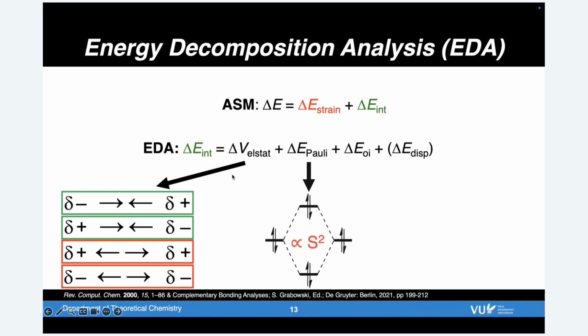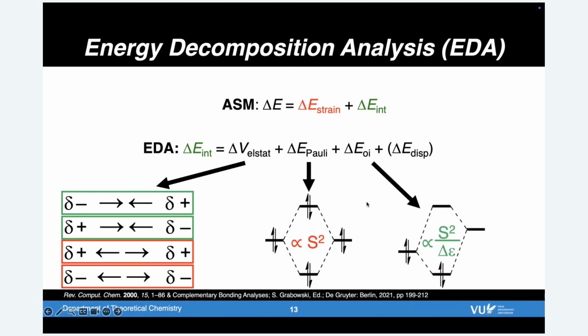And then you have your Pauli repulsion. This is your 4-electron, 2-center repulsion. That is the physical manifestation of the steric repulsion. And that's going to be proportional to the overlap squared of your filled orbitals. So the more your filled orbitals are overlapped, the higher your Pauli repulsion will be, because the electrons of the same spin do not want to occupy the same region in space.